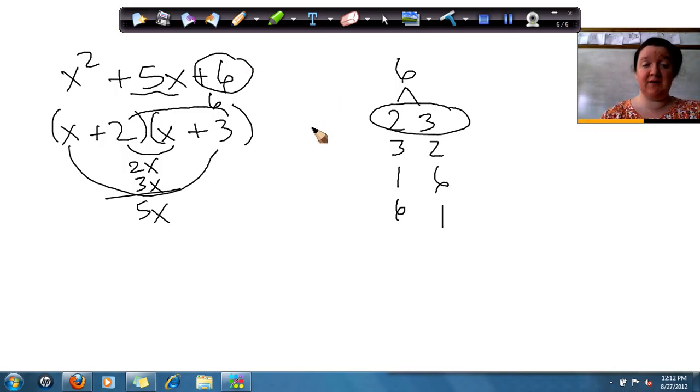So we've looked at factoring a trinomial and the ways to go about thinking about your factors so that you can find a pair of factors that adds up to the number that is in the center of your trinomial.